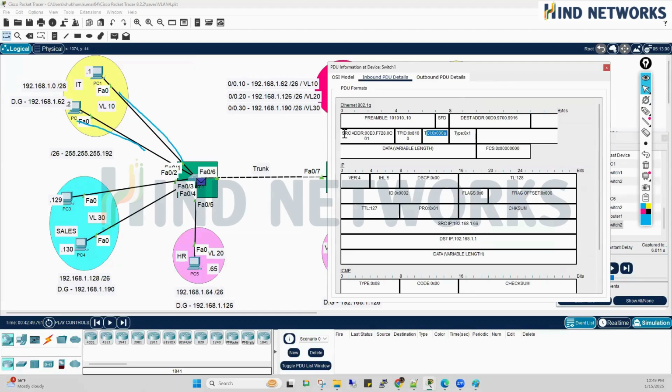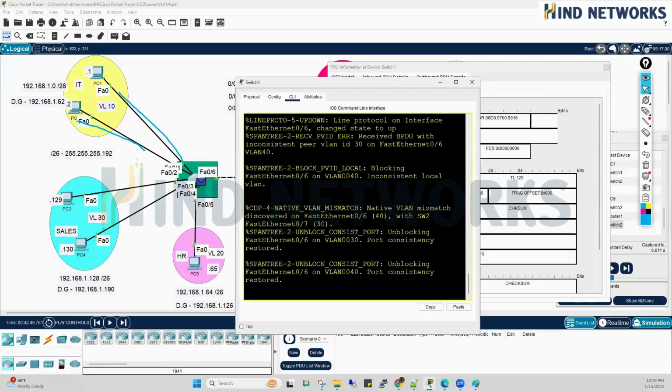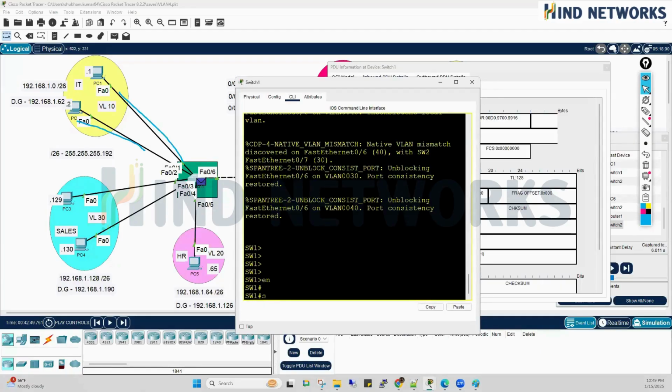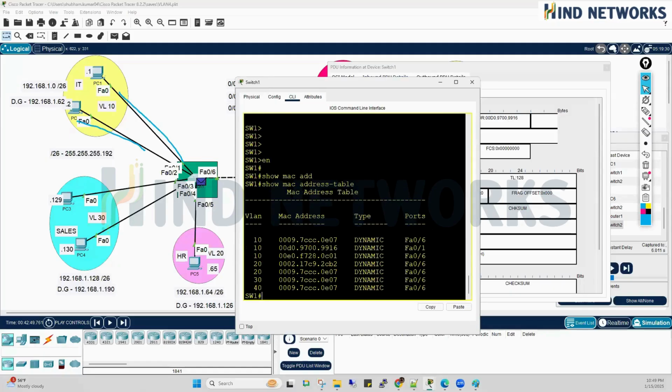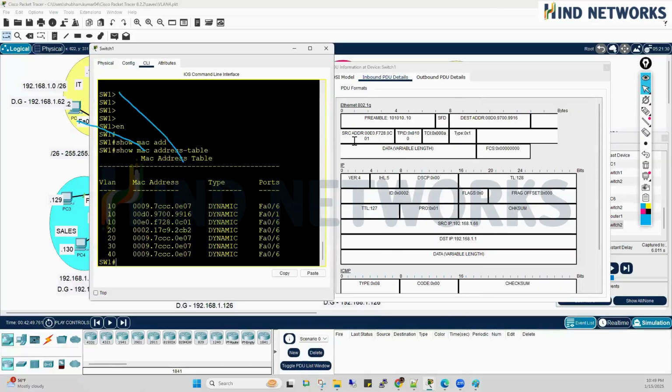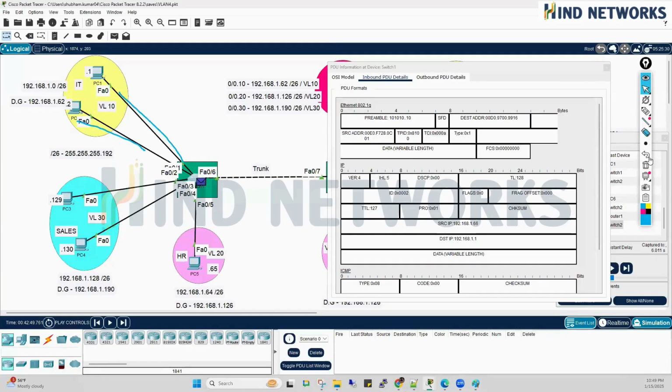The switch will check the destination MAC address. The destination MAC address is 0C01, right? Which table will this switch check? The MAC address table. Show mac address-table. In the MAC address table, what is the destination MAC address, guys? 0C01. Where is 0C01? 0C01 is part of VLAN 10, and that is connected on FastEthernet 0/6. So where is 0/6, guys?